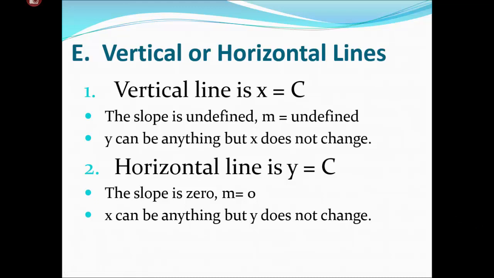You have your vertical and horizontal lines. Your vertical line is x equals c. The slope is undefined, so you have to write that out a lot of times, or in other words, on MyMathLab, it's a choice. Y can be anything, but x does not change. Your horizontal line is y equals c. The slope is 0, so that's where your coefficient of x would be 0, but you don't see an x term at all. X can be anything, but y does not change.